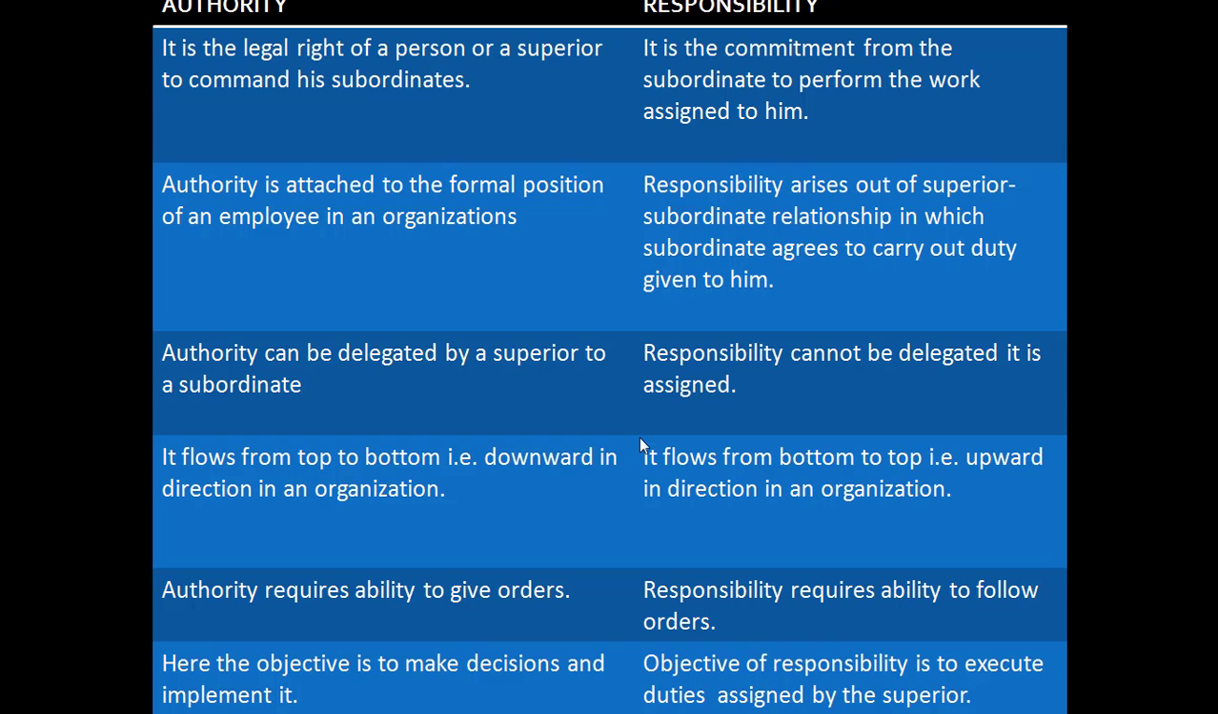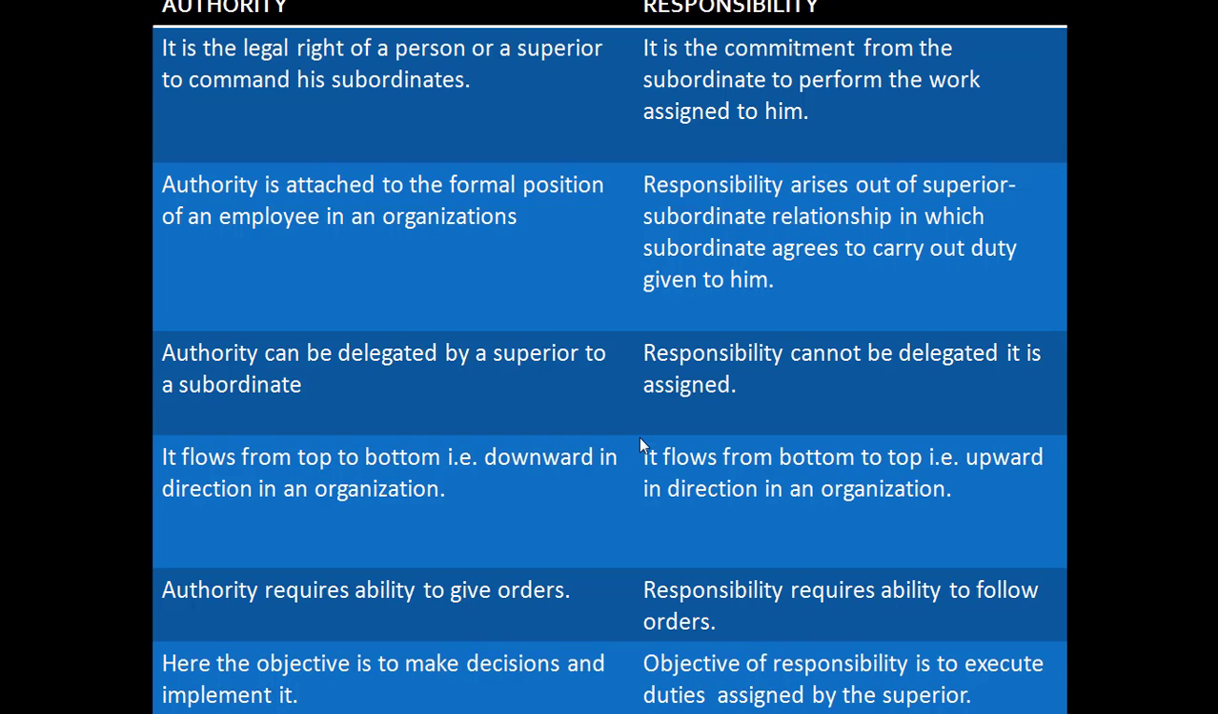Then the third one is, authority can be delegated by a superior to his subordinate, but responsibility cannot be delegated. It is assigned. So this is a very important point. Students at times get confused. They use the word delegation for both authority and responsibility, but that is completely wrong. Authority can be delegated from the superior to his subordinate, but responsibility is always assigned by a superior to his subordinate. So one must always remember this, that authority is delegated and responsibility is assigned.